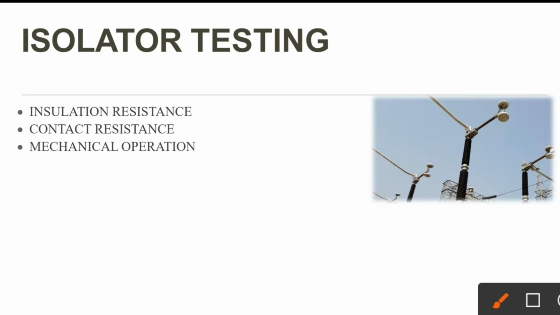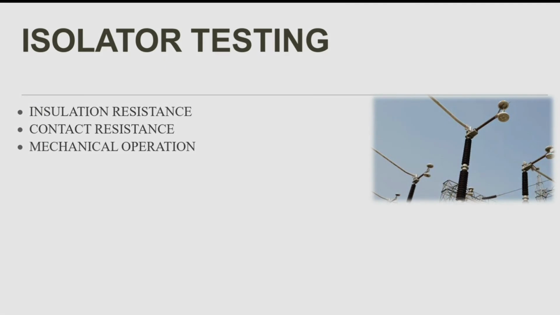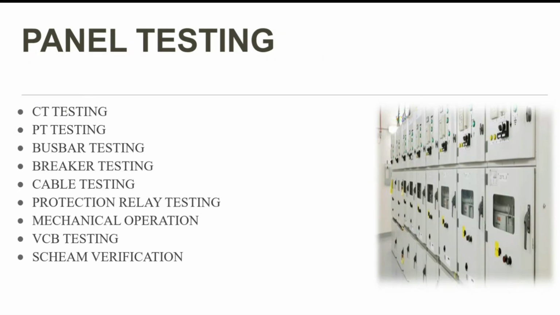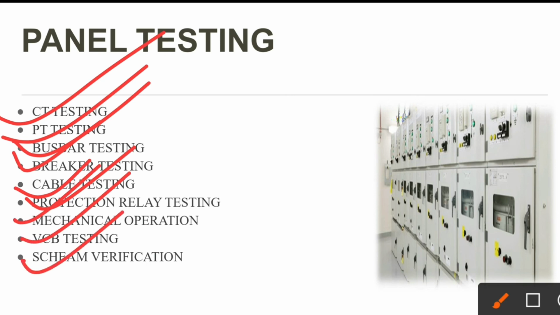Over here there is a contact, which means CRM, insulation resistance test, contact resistance test, and mechanical operation, properly closing and opening of everything. This is the panel testing, that is CT testing, PT testing, bus bar testing, breaker testing, cable testing, protection relay testing, mechanical testing, and VCB testing.